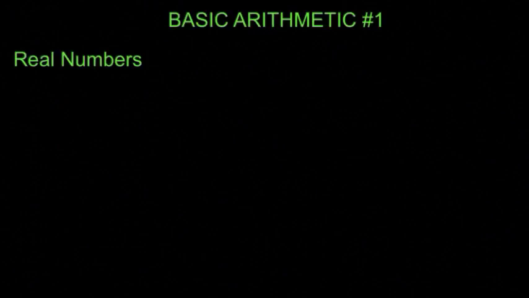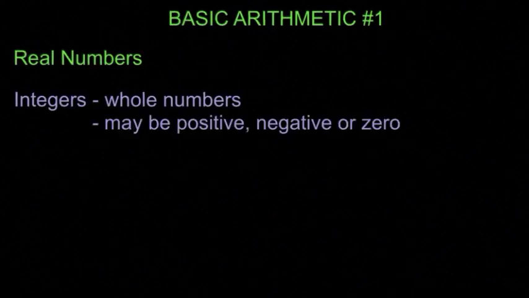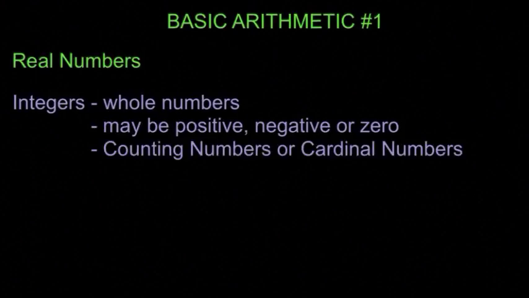The first subset of numbers that we need to look at are the integers. Integers are whole numbers. Integers may be positive, negative, or zero. And integers are also known as the counting numbers or cardinal numbers.